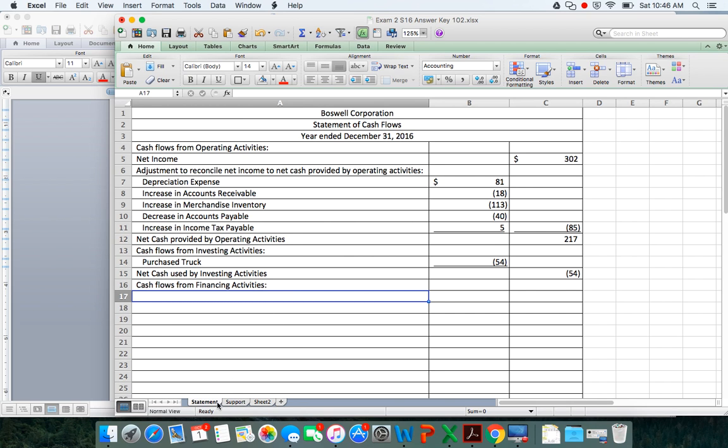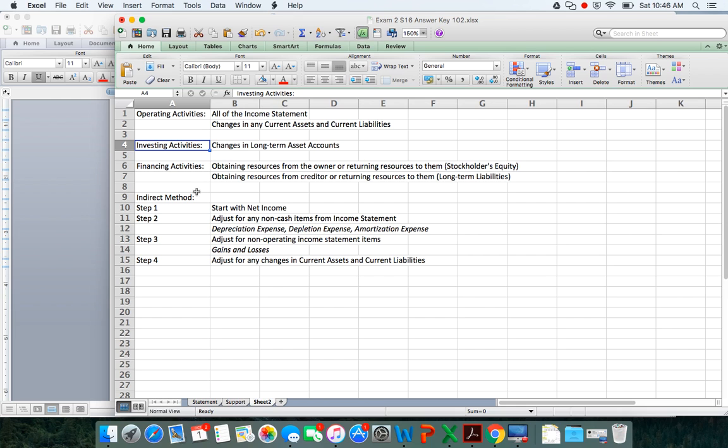Now remember, as we saw back here, with what we looked at earlier. Financing activities specifically deals with obtaining resources from the owner or returning resources to them, stockholders' equity stuff, as well as obtaining resources from creditors or returning resources to them, long-term liabilities stuff.